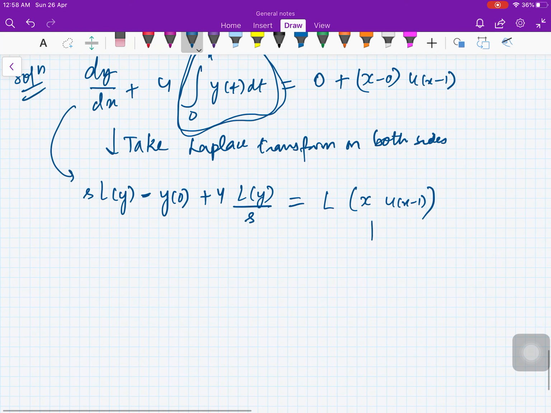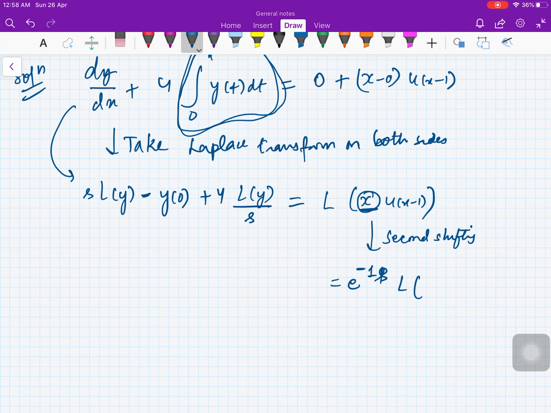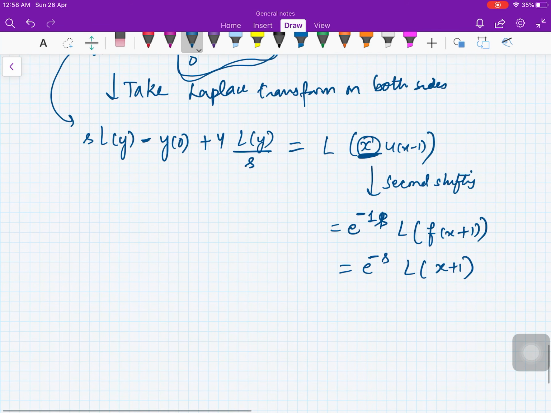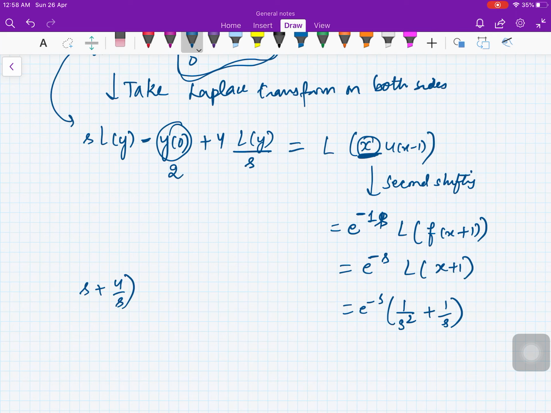Now this is the Laplace transform of x u(x minus 1). Here you use the second shifting theorem. You don't have x minus 1 here, only x, so this is e raised to minus as, with a equal to 1, into the Laplace transform of f(x plus a). So this is e raised to minus s L of (x plus 1), which equals e raised to minus s times (1 by s square plus 1 by s).